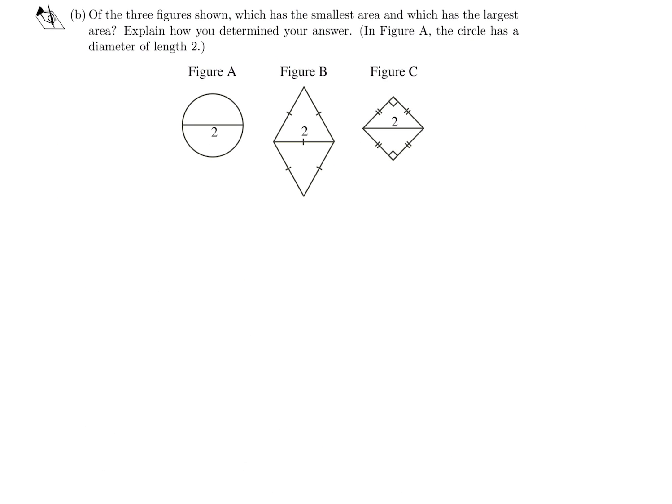Of the 3 figures shown, which has the smallest area and which has the largest area? Explain how you determined your answer. In figure A, the circle has a diameter of length 2. Okay, so area of the first guy is pi r squared since it's a circle. Now the diameter is 2, so therefore the radius is 1. So this is just pi. And that is approximately, as you know, 3.14.